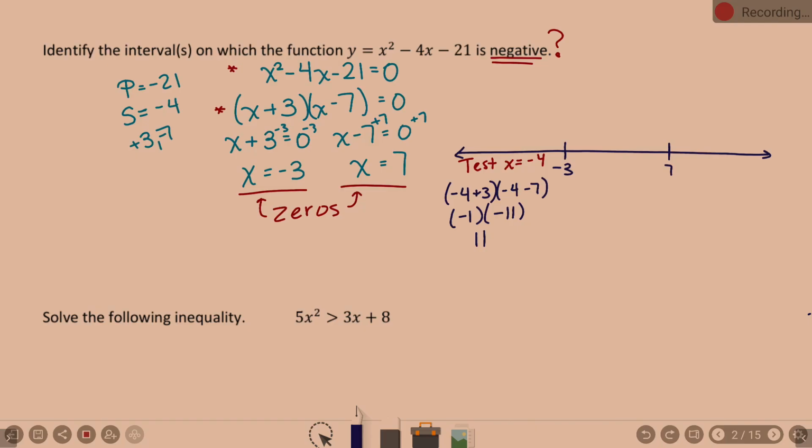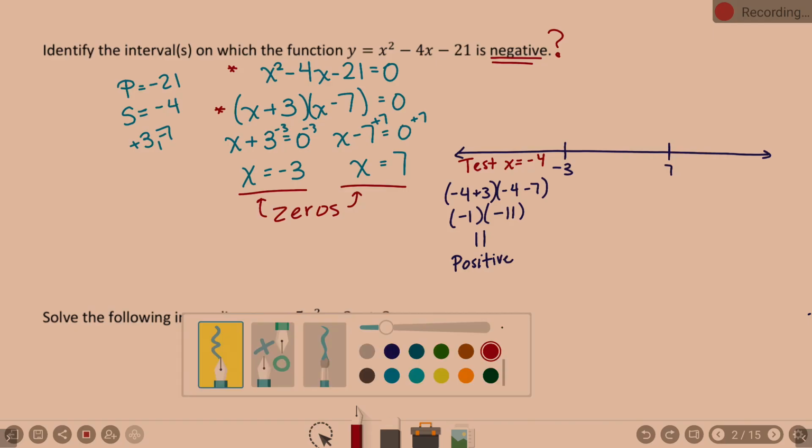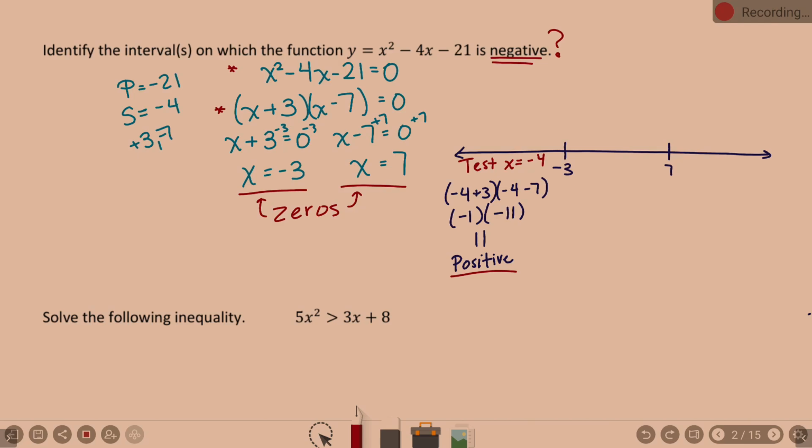11 is positive, I believe is what he was trying to say back there. Now, as I said, folks, it's not wrong if you plugged in negative 4 to the original. Okay? You'd be doing 16 plus 16 minus 21, and you get the same answer. Now, pick another value. In the middle interval, what do we want to use between negative 3 and 7?